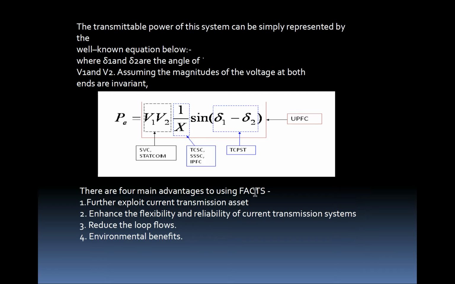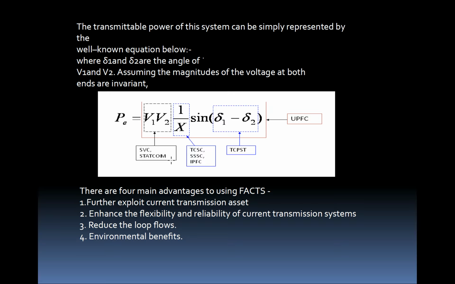Okay, for the advantages of using FACTS: we can exploit the current transmission assets without additional equipment, meaning some of our systems have already been installed with these types of systems. Like in Malaysia, it's all controlled by our National Load Dispatch Center, NLDC. They can manipulate all of these components during abnormal activity. Okay, so they can counter back the system.